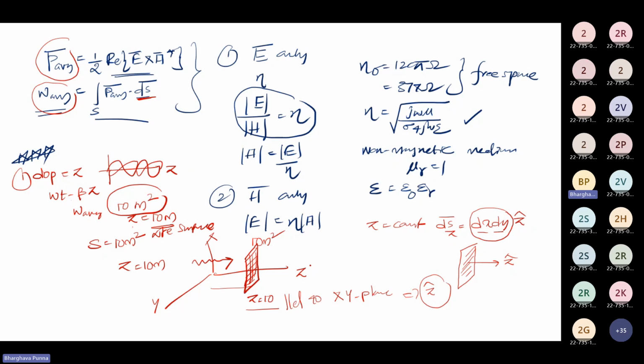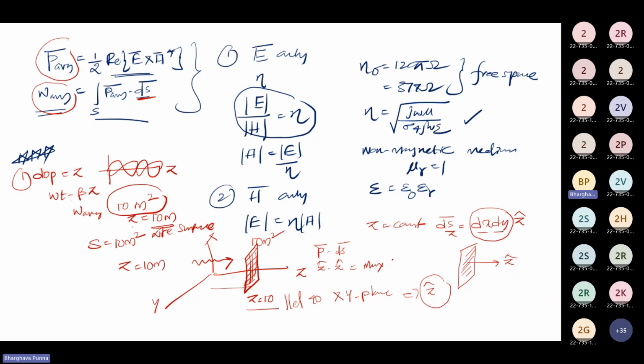Now, what is the main thing? Power is propagating in the z direction. That means our P bar is available in the z cap direction. The surface is also available in the z cap only. So the dot product between z cap and z cap will be the maximum power flow, because the dot product between two vectors of the same direction means the angle is 0, and cos of that angle is 1. That means we will get the maximum power flow. So this is the identification you have to perform in your problem calculation.